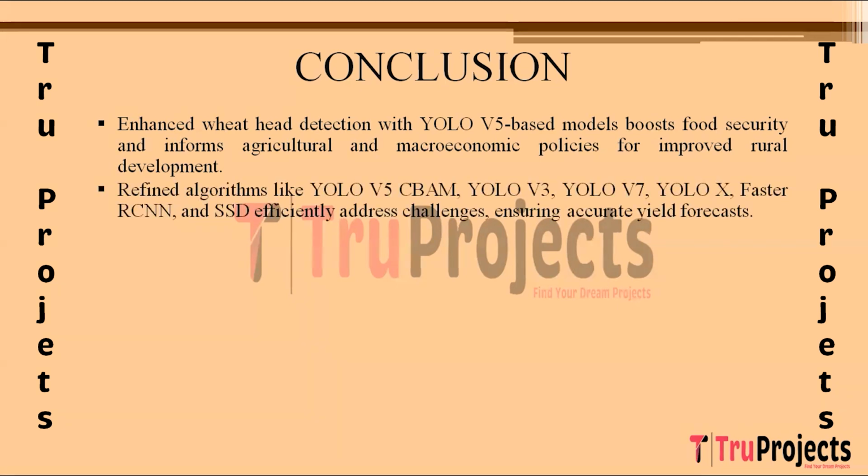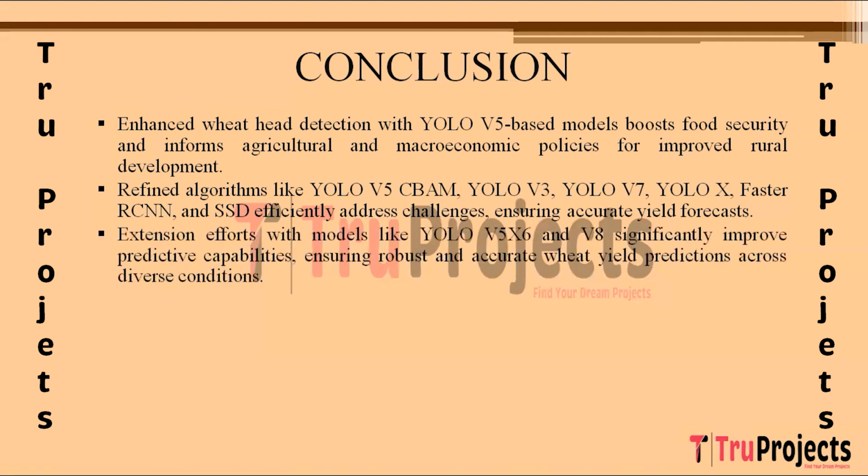So the project introduces and refines multiple algorithms including YOLOv5 based model, integrating separable convolutions to overcome complexities such as overlapping plants, image noise and variations in wheat appearance, YOLOv5 CBAM, YOLOv3, YOLOv7, YOLOX, Faster RCNN and SSD, employing advanced computer vision techniques. Rigorous evaluation and comparison of these algorithms demonstrate their effectiveness in addressing challenges of wheat head detection, achieving a balance between accuracy and efficiency.